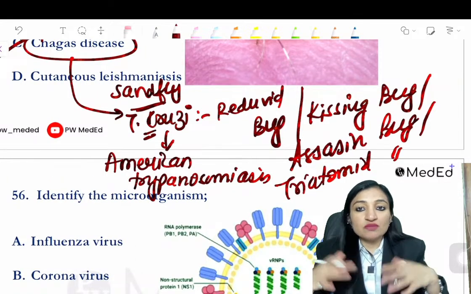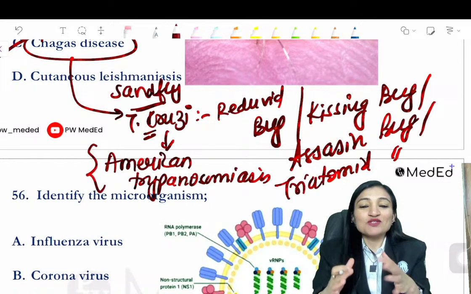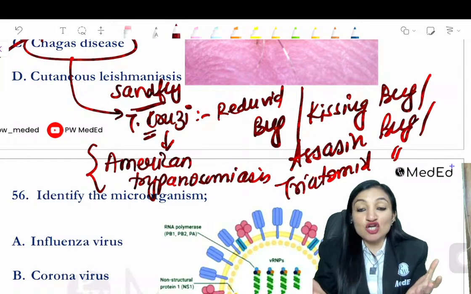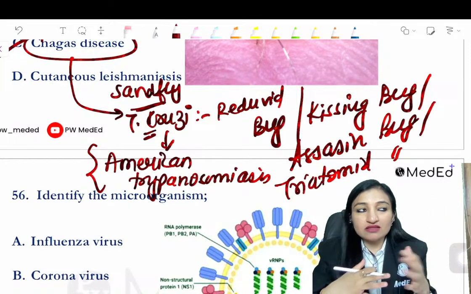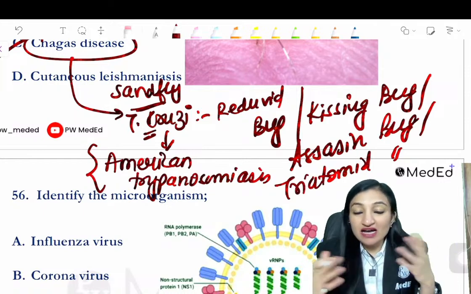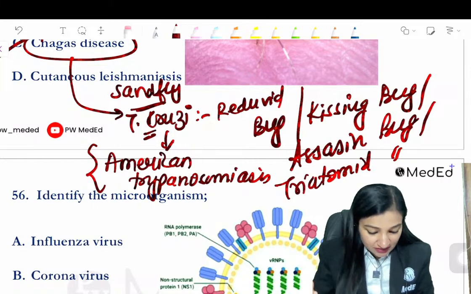And you know, they have so much money, Americans. Just a little memorizing tip. They have a lot of extra things. So remember, everything is going to be extra in cruzi. There is going to be cardiomegaly, megaesophagus, megacolon, like that.